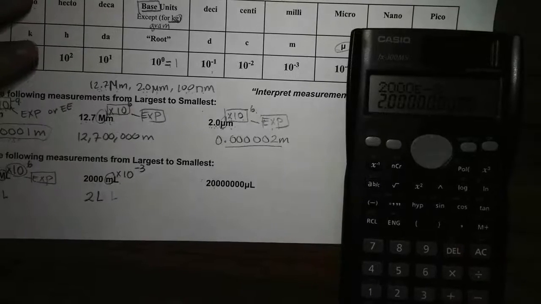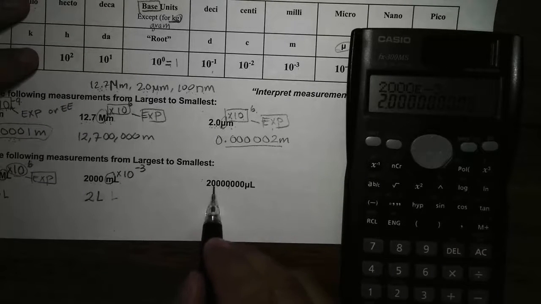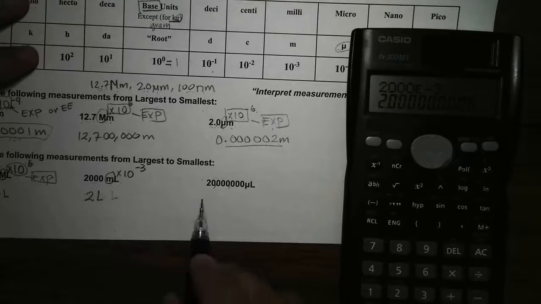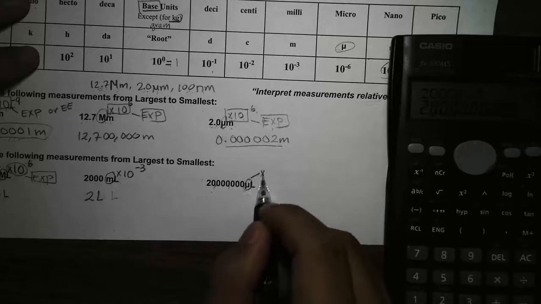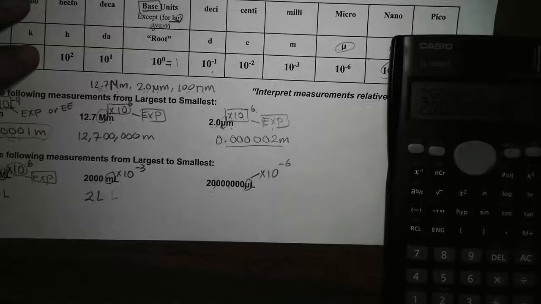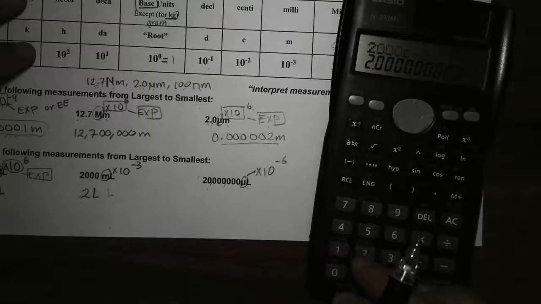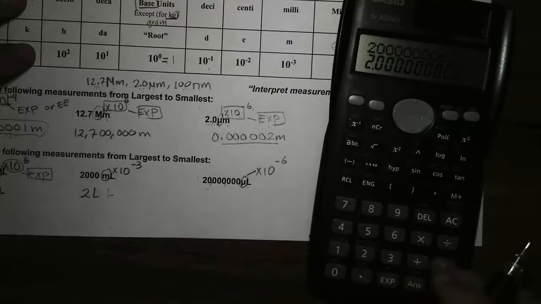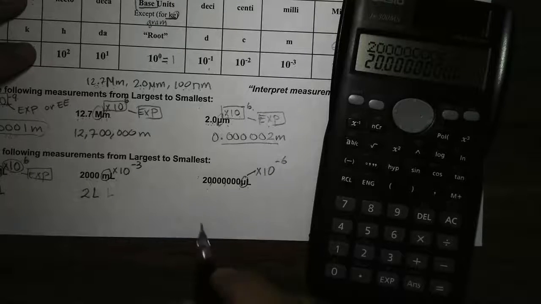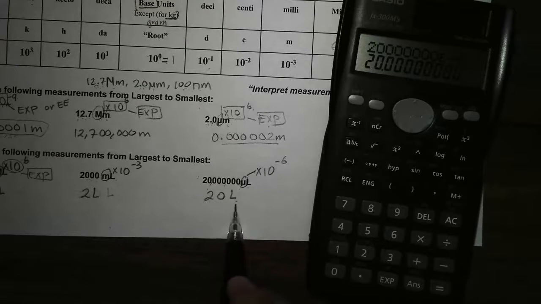Then we have a very large number. This number is actually 20 million. So in this case, 20 million microliter. And again, what is the micro part? The micro part is times 10 to the -6. And again, we plug this into the calculator. 20 million EXP to the -6. And that gives us 20 liter. And 20 liter, if we look at water, this is how much water you use every single time you flush your toilet.